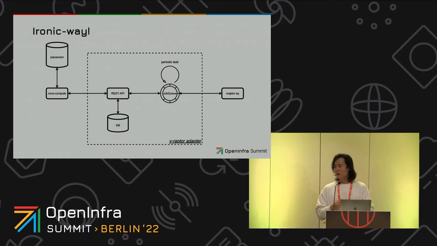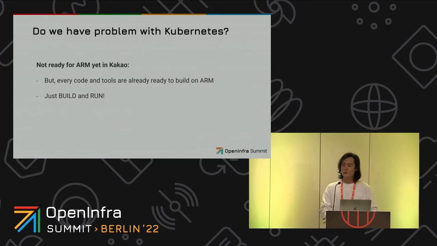This is the ironic way: we built some Nova compute drivers, and these drivers translate our target system into the OpenStack cloud as a flavor. So through that, our ARM systems participate as a flavor in the OpenStack cloud without any challenge and without breaking the legacy system. And then shortly, do we have any problem with Kubernetes?